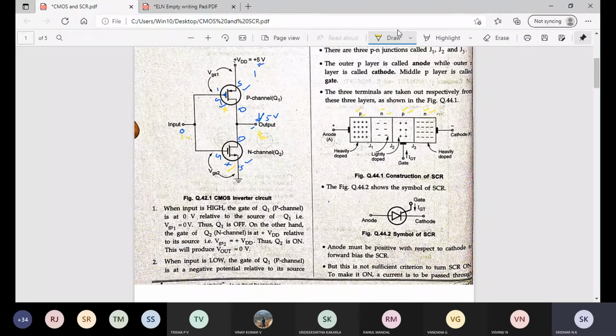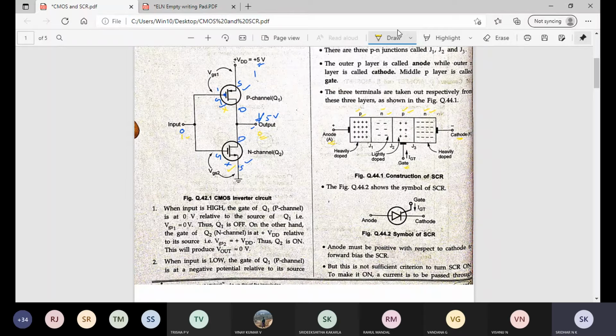That is, from the first P region, anode is taken out. From the last N region, cathode is taken out, and gate is taken out from the P region which is near to the cathode. This is the gate. So it is a 3-terminal device.